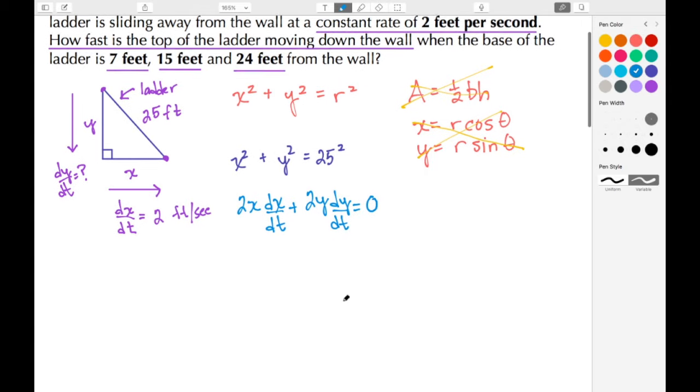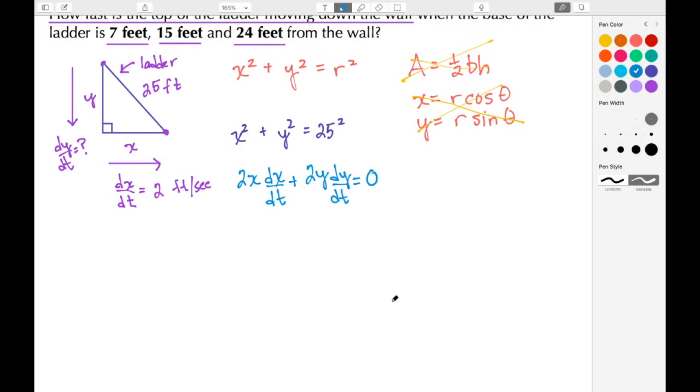So now at this point, we need to come up with more information, because we have the x values, which would be the 7, the 15, and the 24. We have dx/dt, which is 2. We don't know currently what the y values are, but we can figure out the y values, and once we've done that, we can figure out dy/dt.